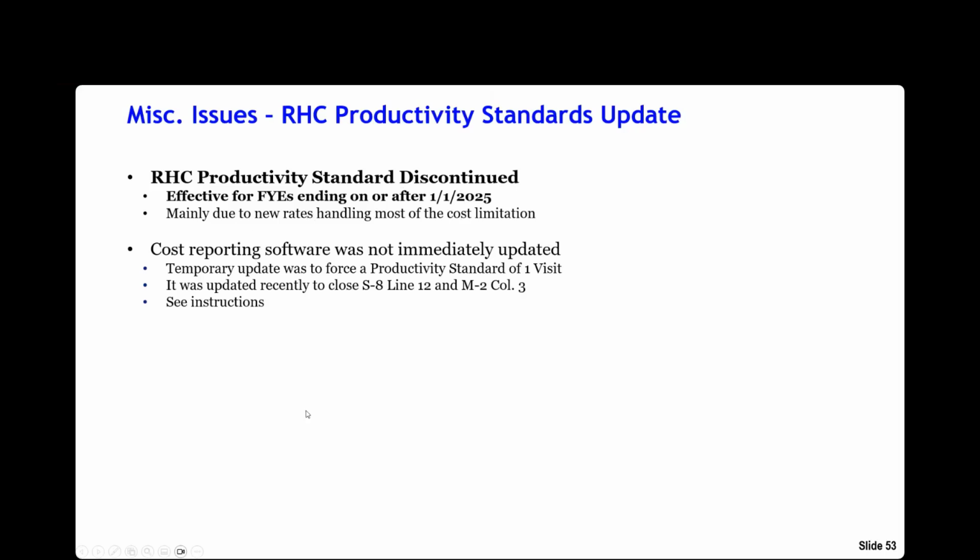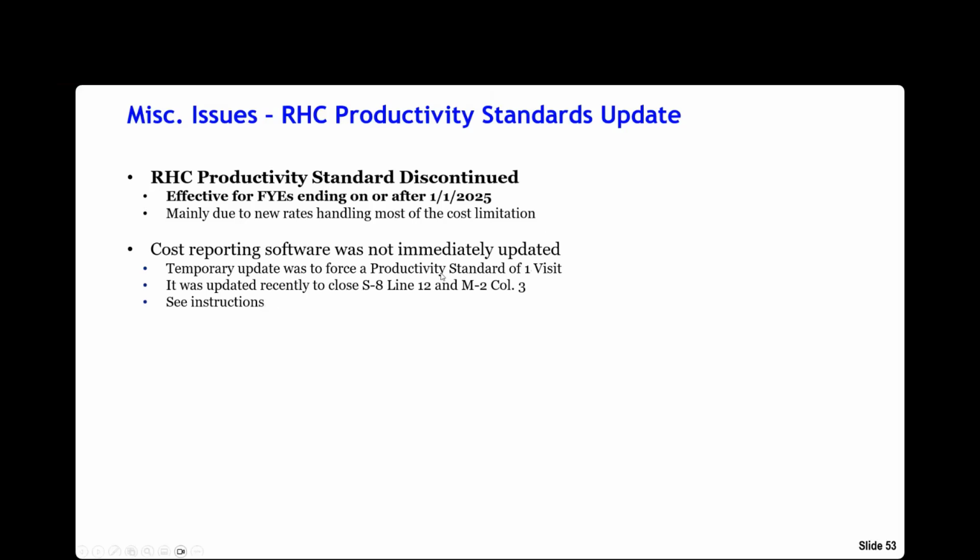CMS didn't update the cost reporting software right after they took them away. And since this was fiscal years ending on or after 1/1/25, for example, you might have had a 1/31/25 cost report that needed to be filed in June. The cost reporting software wasn't updated at the time. So at the time, we were basically giving providers a workaround that, hey, just force a productivity standard exception. You don't have to necessarily go through the formal approval. Just plug in a 1 for that minimum number of visits, and then there's no reduction.